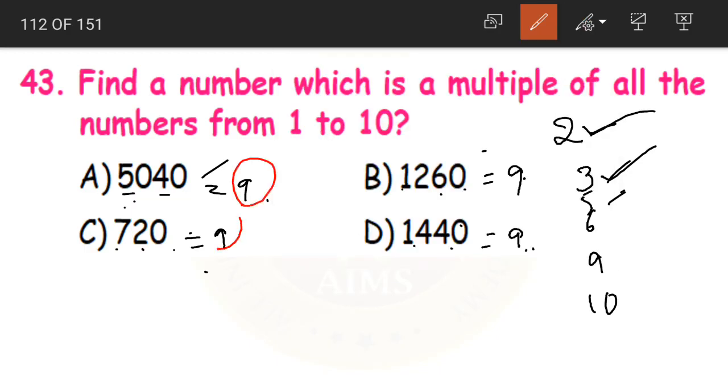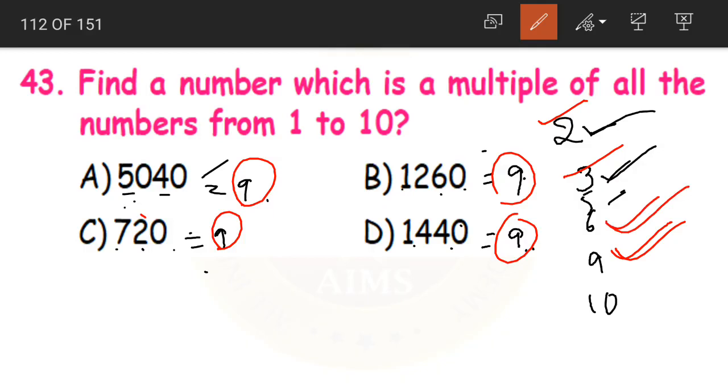And if you observe, the sum of the digits is also divisible by 9. So the given numbers are divisible by 9. And as the numbers are divisible by both 2 and 3, the numbers are divisible by 6 as well. Yes or no, children? Yes.